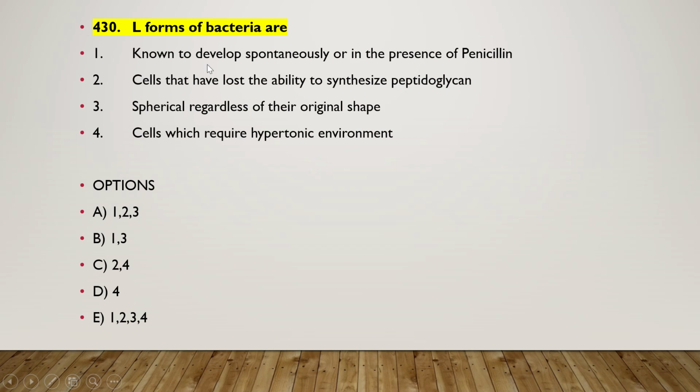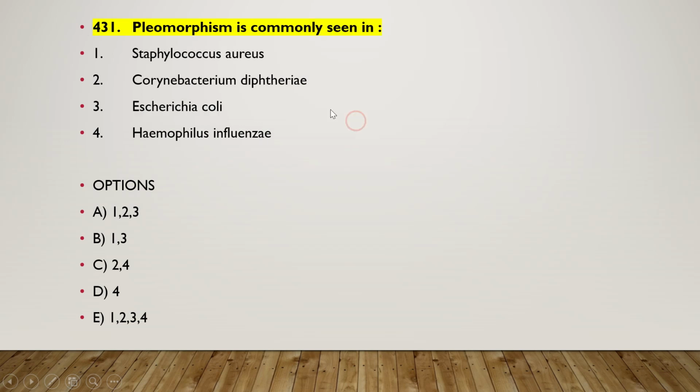So move on to the next, that is: L forms of bacteria are known to develop spontaneously or in the presence of penicillin, cells that have lost the ability to synthesize peptidoglycan, spherical regardless of their original shape, or cells which require hypertonic environment. And the right answer is option E. That is all the options are correct. Okay, so move on to the next, that is: pleomorphism is commonly seen in Staphylococcus aureus, Corynebacterium diphtheriae, Escherichia coli, or Haemophilus influenzae. Right answer is option C. It is 2 and 4. Corynebacterium diphtheriae and Haemophilus influenzae is the correct answer.